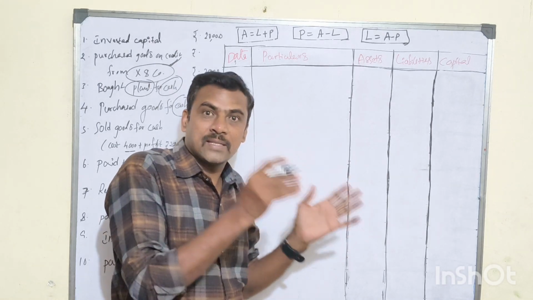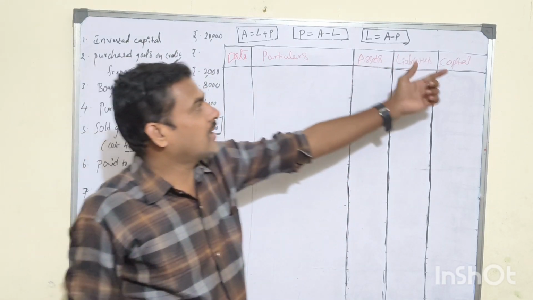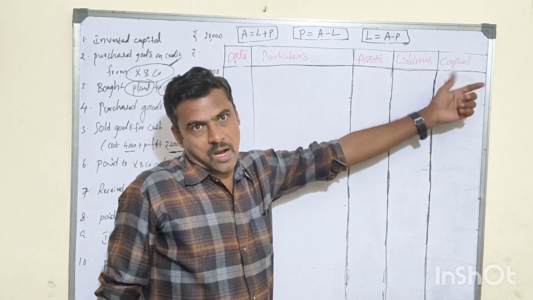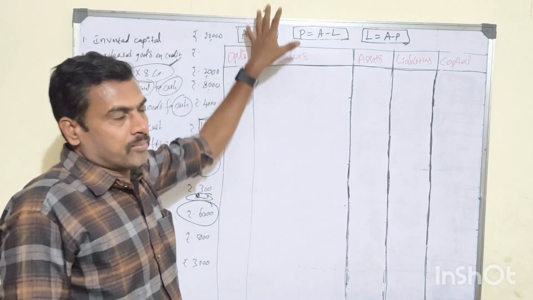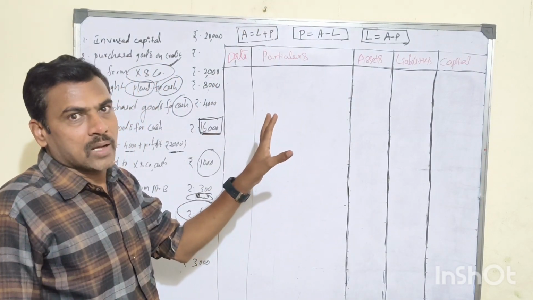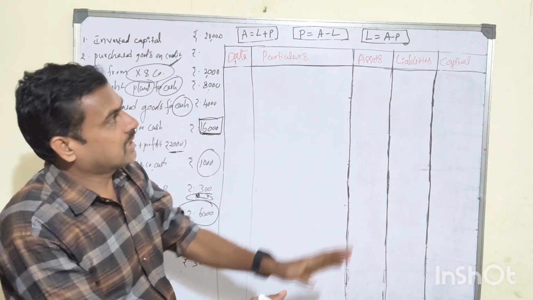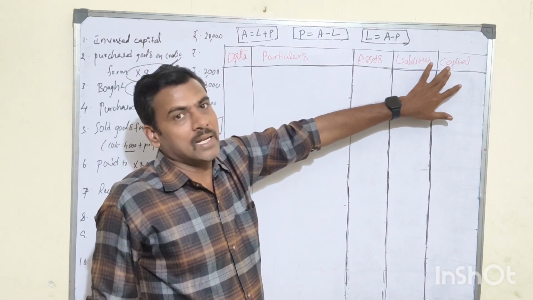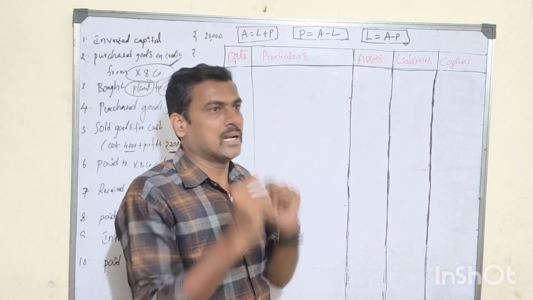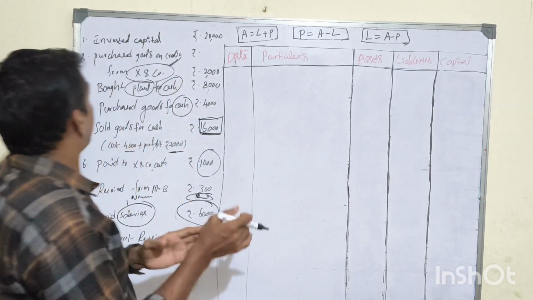When there are expenses and losses, the capital will decrease directly. How? When my expenses are more in the P&L account, that means my profit will decrease. When the profit is decreasing, my net capital will decrease. With that, let's talk about examples.